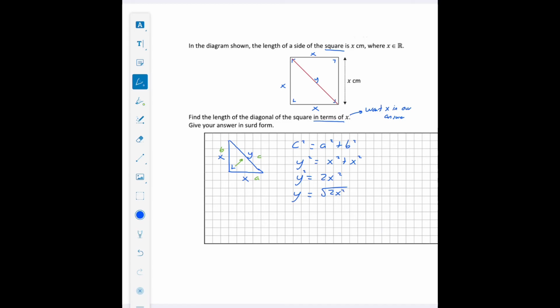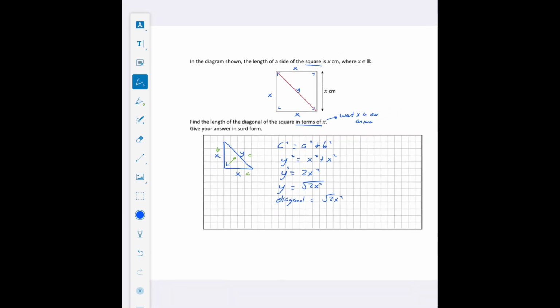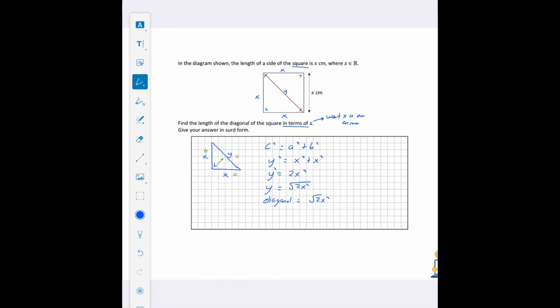Okay, and then suddenly y is my diagonal. So the diagonal is equal to the square root of 2x squared. Okay, that is my answer in terms of x, because we have an x in the answer. So yeah, that's that question. I think it's a little bit more challenging just to spot, okay, this is a trigonometry question because it started about a square. So you might be jumping there in volume. You can use your trigonometry there to apply to that.